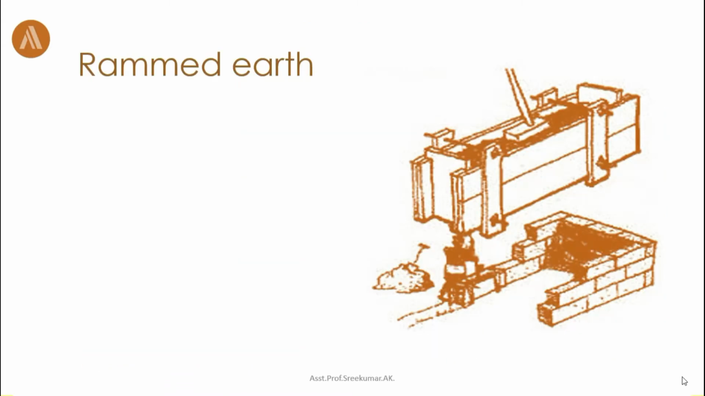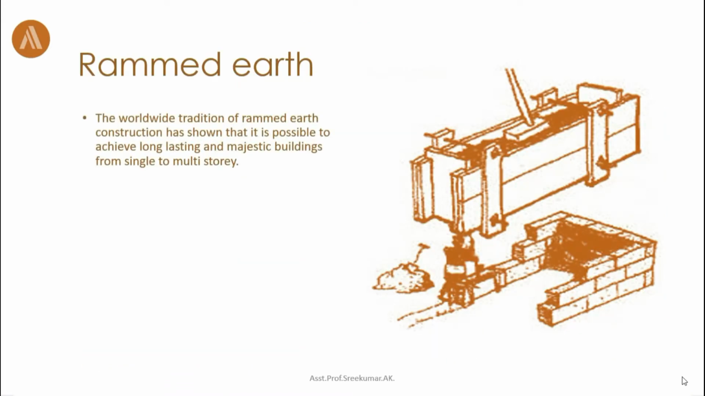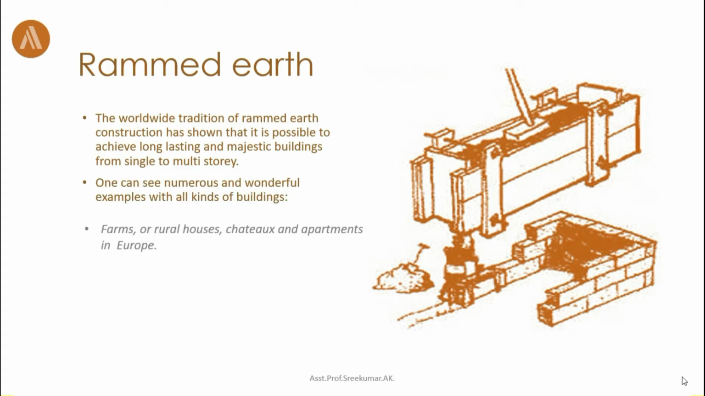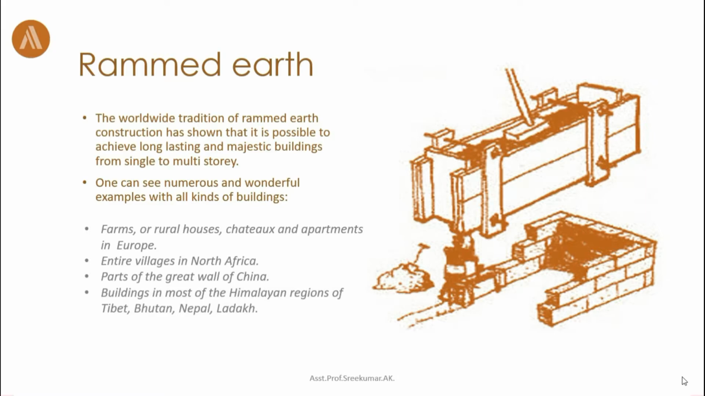The worldwide traditions of rammed earth construction have shown that it is possible to achieve long-lasting and majestic buildings from single to multi-story. One can find numerous and wonderful examples like farms and rural houses, villages in North Africa, parts of the Great Wall of China, buildings in the Himalayas and regions of Tibet and Bhutan, and of course in South Africa.